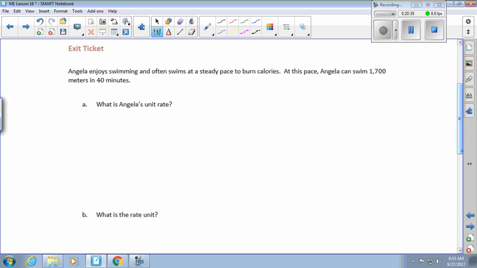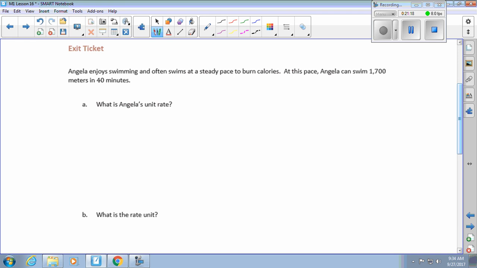Angela enjoys swimming and often swims at a steady pace to burn calories. At this pace, Angela can swim 1,700 meters in 40 minutes. We want to find her unit rate. So we're trying to figure out how fast she can swim in what? 1 minute. That's the unit rate when it's out of 1 minute, or 1 hour, or whatever the question is. In this case, it was meters in minutes, so it's for 1 minute.